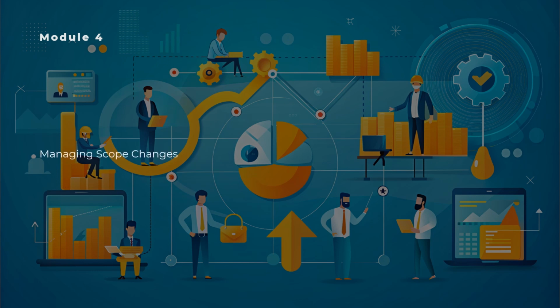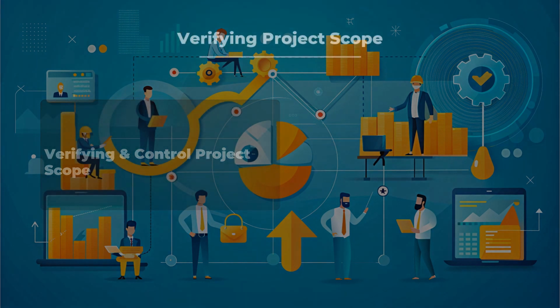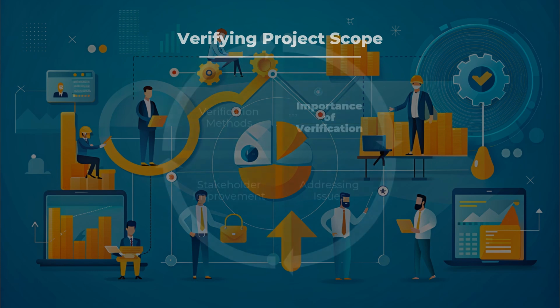In the previous module, we covered the topic of managing scope changes. Today, we'll explore the crucial aspects of verifying and controlling project scope. These processes ensure that the project remains aligned with its objectives and that any deviations are addressed promptly. In this first block, we'll focus on the importance of verifying project scope, the methods used, stakeholder involvement, and addressing issues that arise during verification.